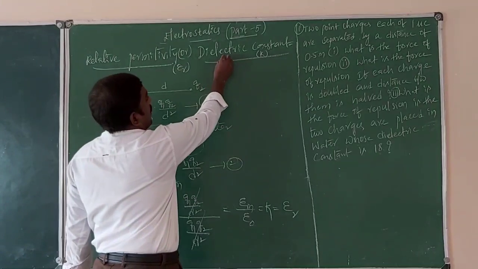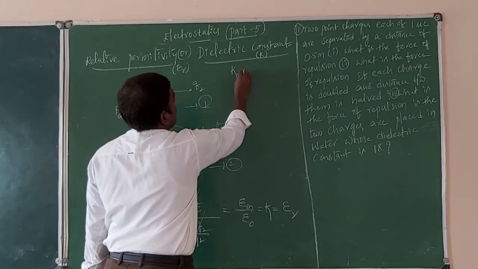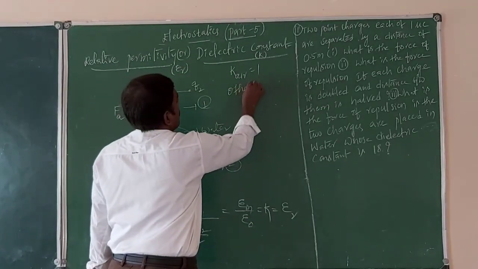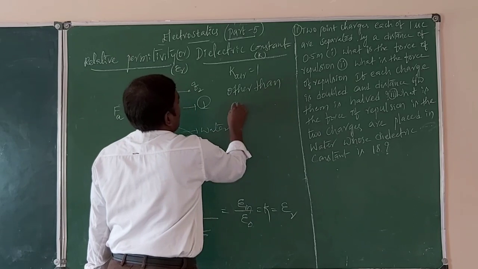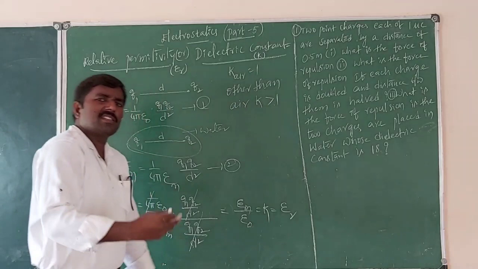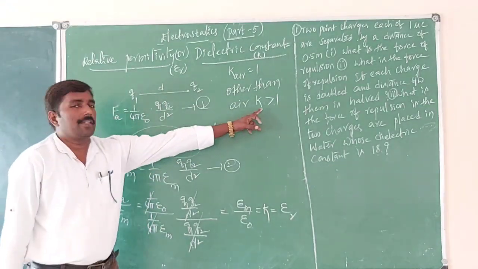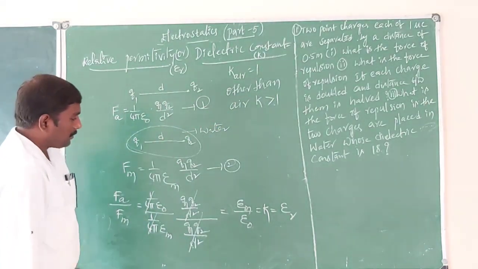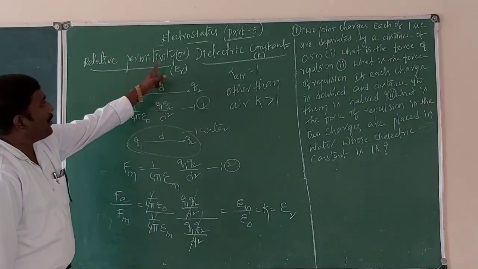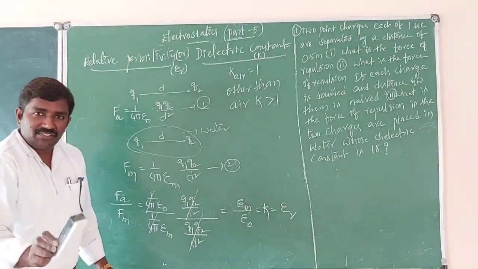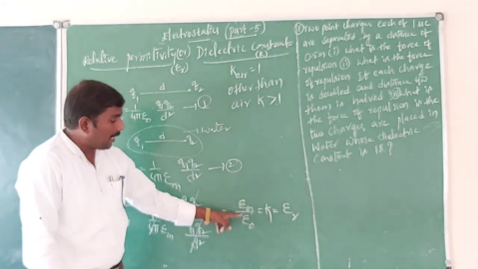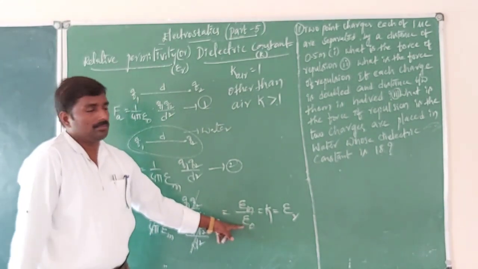The value of dielectric constant for air is equal to 1. Other than air, K is always greater than 1. Always greater than 1. See, once again, statement: relative permittivity or dielectric constant is defined as the ratio of permittivity of the medium to the permittivity of vacuum.